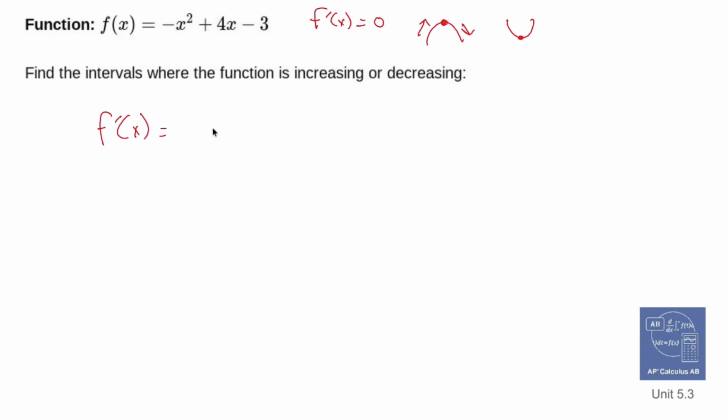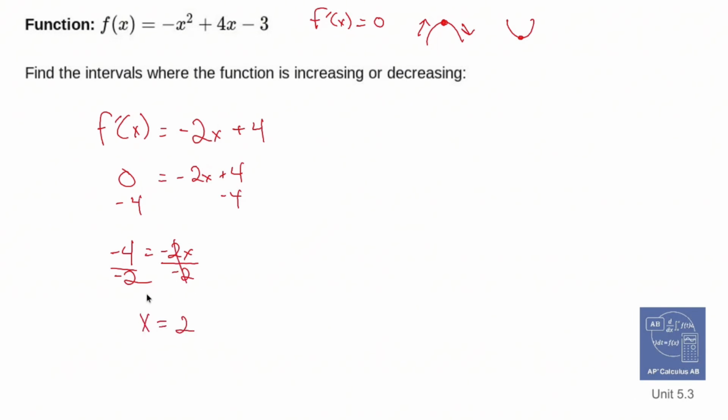So the derivative of f of x, using the power rule: the derivative of negative x squared is negative 2x. The derivative of 4x is plus 4. The derivative of negative 3 is nothing. Set it equal to 0 and solve for x, right? Subtract 4, negative 4 equals negative 2x, divide by negative 2, divide by negative 2, and x equals positive 2.